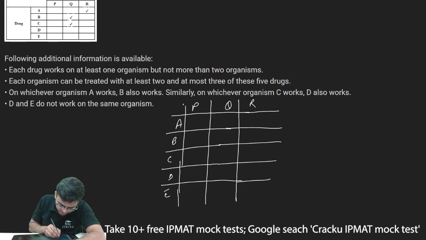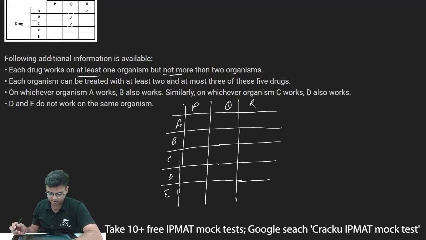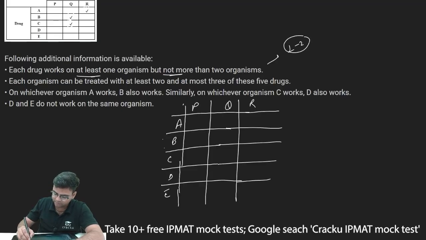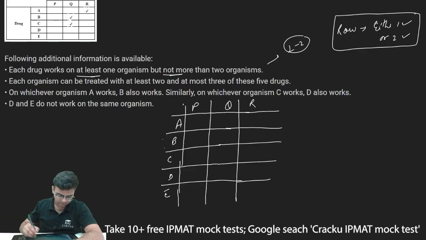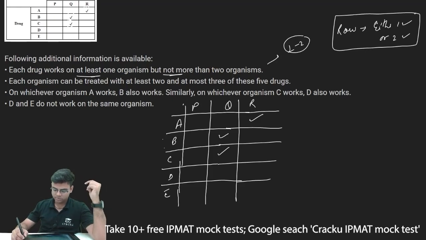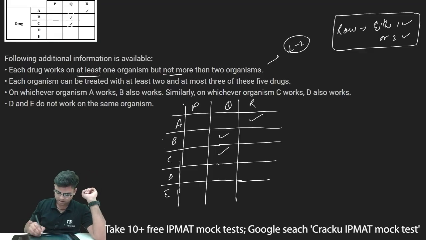Now each drug works on at least one organism but not more than 2 organisms. So each drug A, B, C, D, E can work on one organism at least but not more than 2. So every row can have either 1 tick or 2 ticks. Why? Because it is clearly given that each drug works on at least one organism, which means it should work on at least one organism, and a drug cannot work on more than 2 organisms.